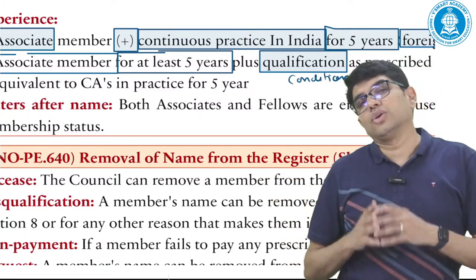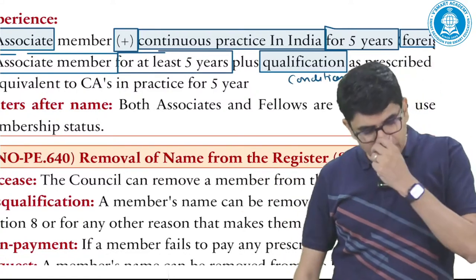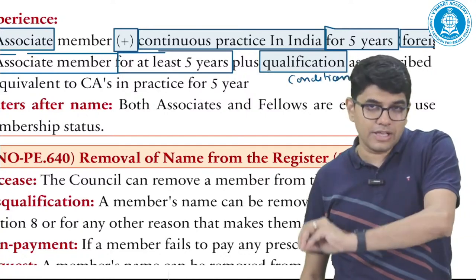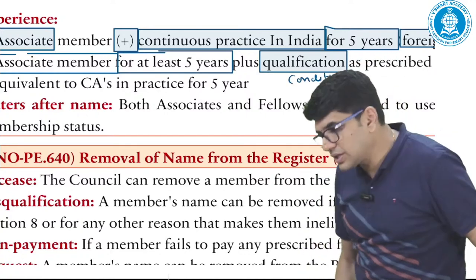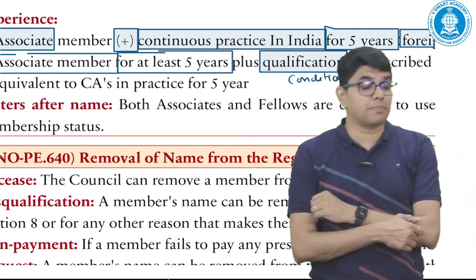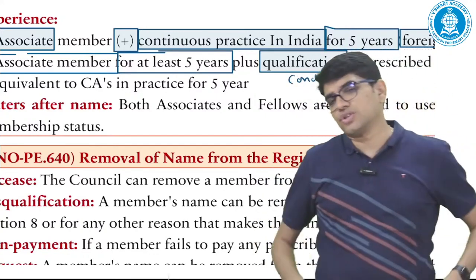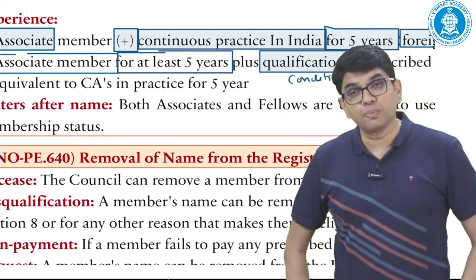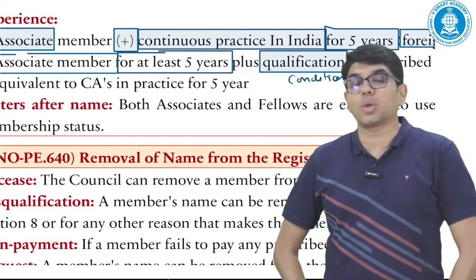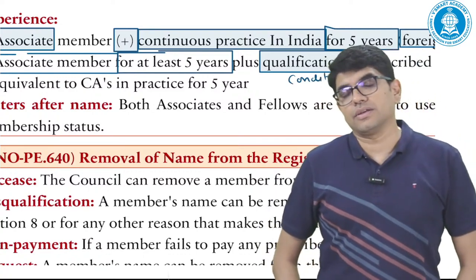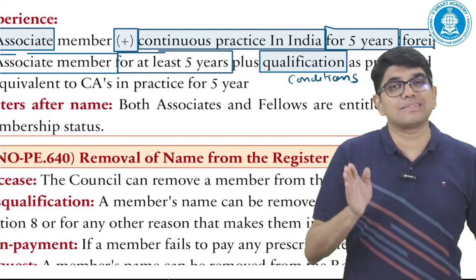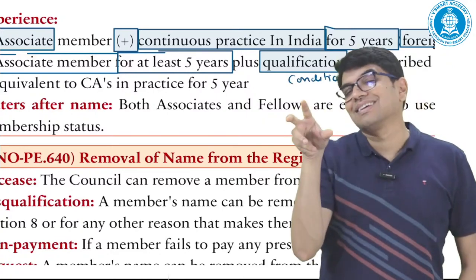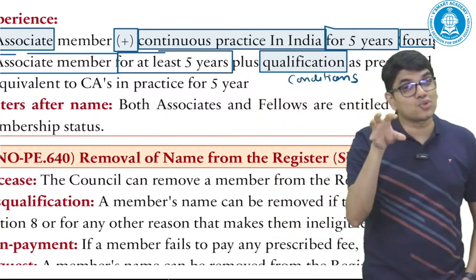Okay, so let's freeze. You can become a fellow chartered accountant in two ways. Number one, if you are an associate chartered accountant and you are practicing continuously for 5 years in India, you can apply for FCA. If you are an associate chartered accountant but you are not practicing in India for 5 years, then in such a case you need to prove to the institute that you have a similar kind of knowledge and experience. Basically, the second one is for those who are in job.